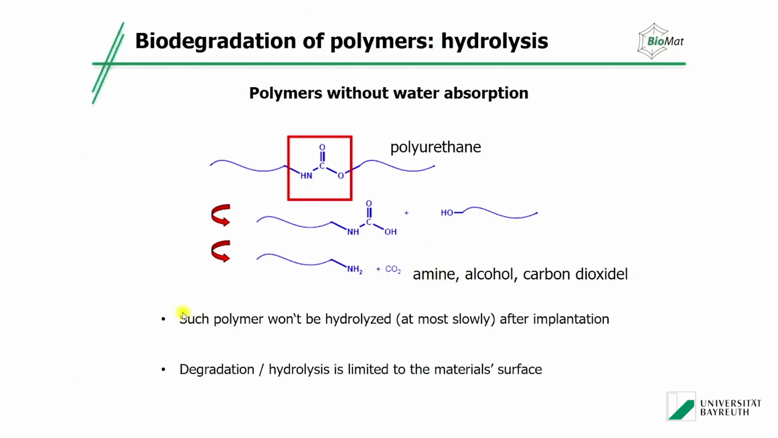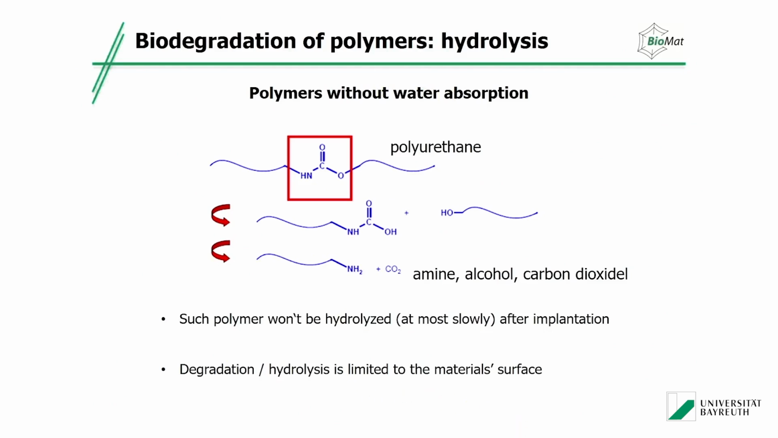So what happens if we take a very similar structure? That's the polyester, and we take now a very similar structure like in the polyurethane, but now without water absorption. So polyurethane now is more hydrophobic. Well, we also will have hydrolysis here, and we will have now three products. We will have an amine, we have an alcohol, and we will have carbon dioxide. So these are the three products. Such polymers won't be hydrolyzed to begin with, but slowly after implantation.